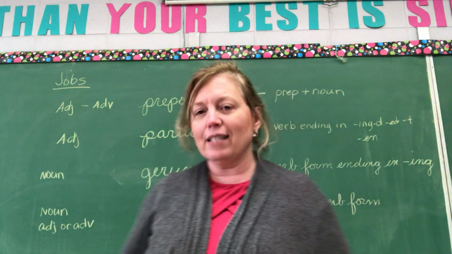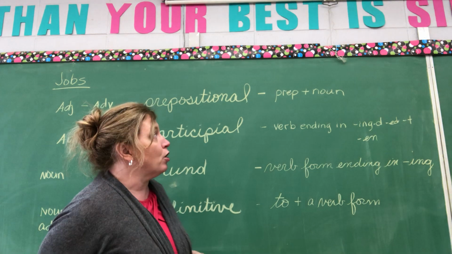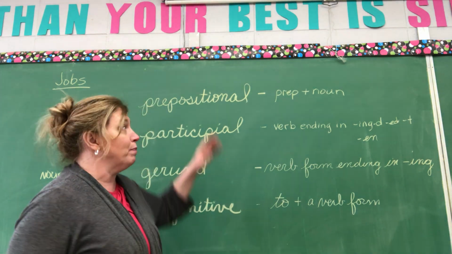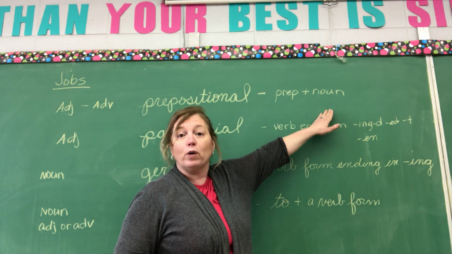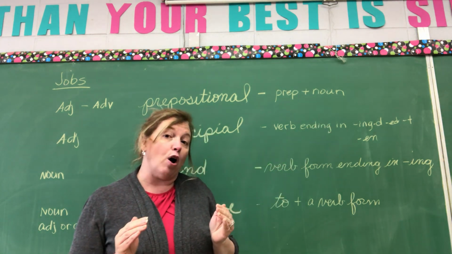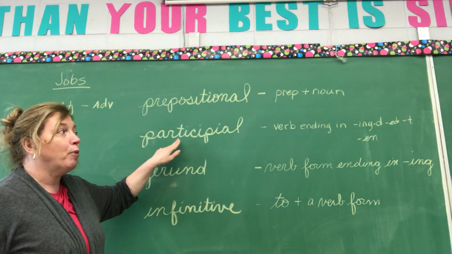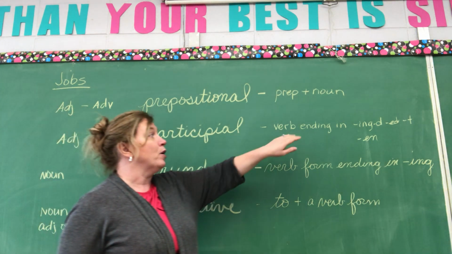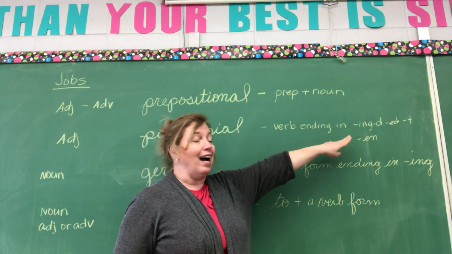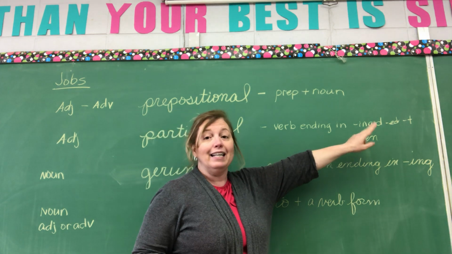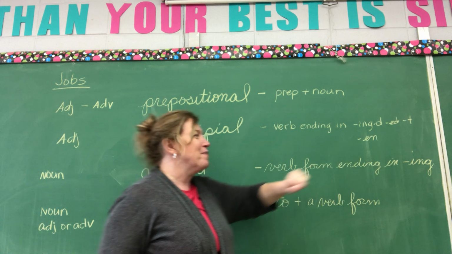Now, how do I identify them? Because before I can tell you what they do, I need to be able to find them, okay? So in order to find a prepositional phrase, remember, it begins with a preposition, it ends with its noun or its object, and it includes all of its modifiers. Then we have participial phrases. Participial phrases are going to begin with a word form that has an ending of ing, d, ed, t, or en.